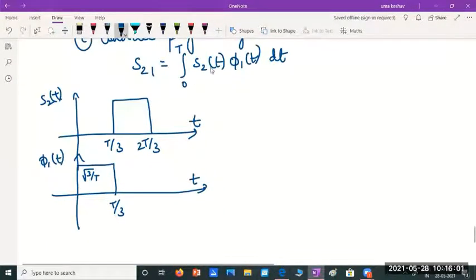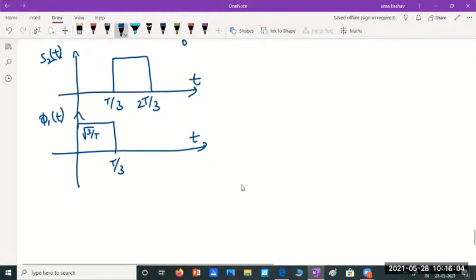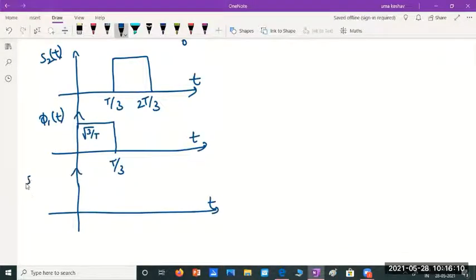Now, I need the product of S2 into phi1. What would you get as a product? You can clearly see S2 into phi1 here. Do they match? The time interval where they exist is completely different. This has a value root 3 by t, and it gets multiplied with 0. In this region the value is 0 into this. Again in this region between t by 3 to 3 by 3 it is still 0. So you'll get the value as 0 here also. So the product in this case has turned out to be 0.